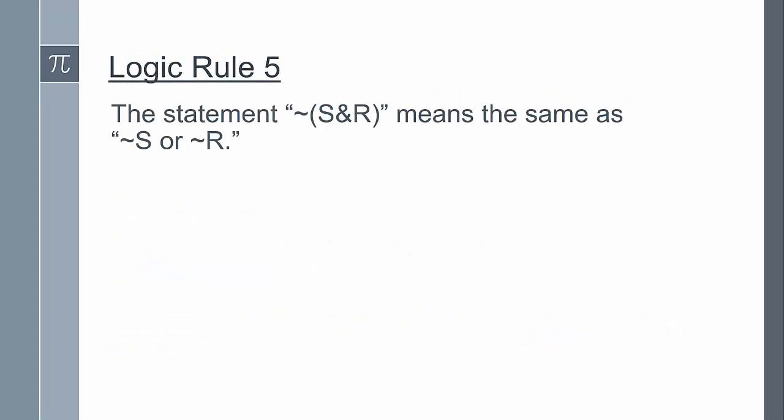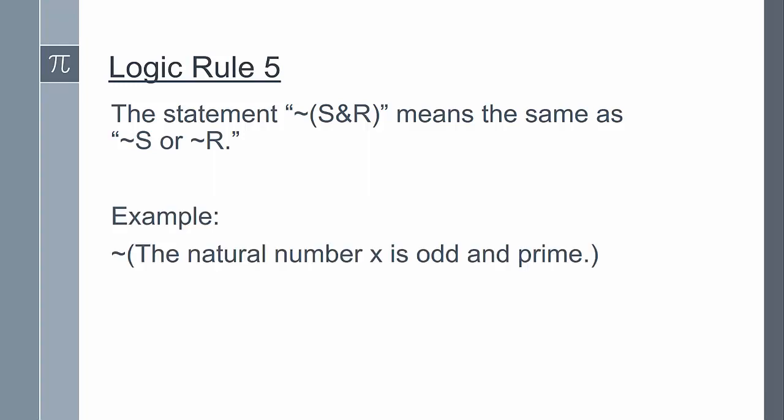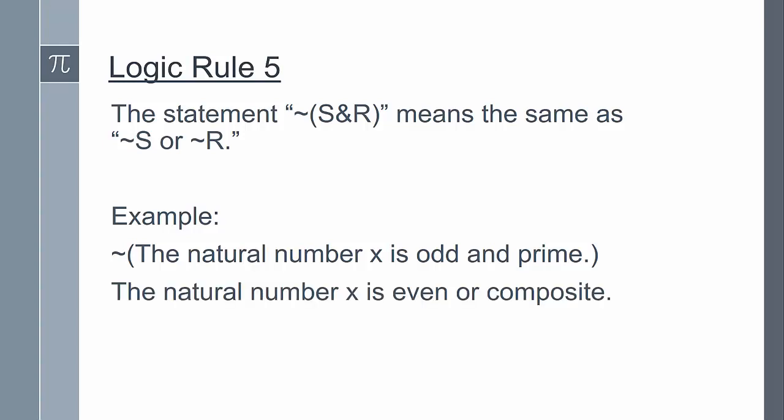The next rule tells us how to negate a conjunction. Since conjunctions occur so often in our mathematical statements, statements like S and R, if I wanted to take the negation of S and R, that means the same as the negation of S or the negation of R. So we know that the negation of an and statement is an or statement. For example, the negation of the statement "the natural number X is odd and prime" would be "the natural number X is even or composite."